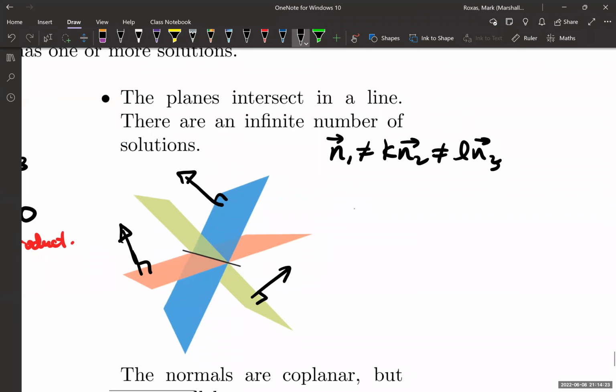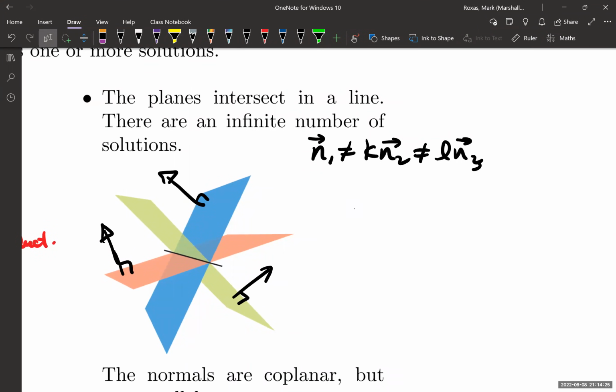However, now here's the thing. These planes are coplanar, right? If I look at the three normals, the way the planes are oriented, the normals can all act on the same plane. Think of this as a rotating wind turbine or something. As that rotates, imagine those little normal vector arrows, they're all rotating about the same circle, right? About the same plane.